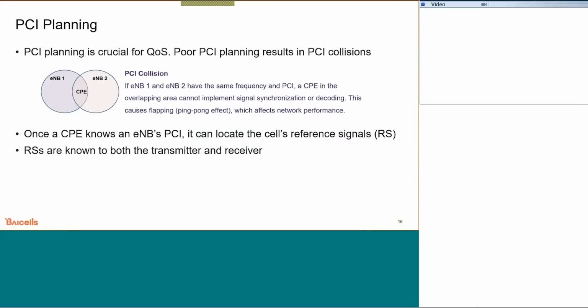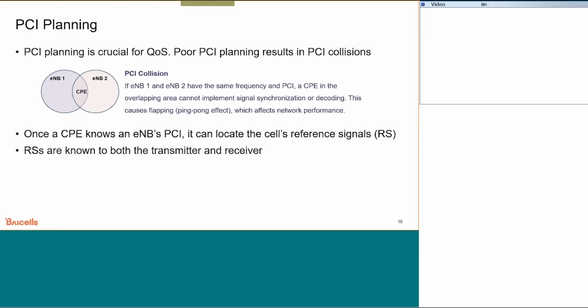For PCI planning, we recommend that every sector has its own unique PCI, and I'll go over the detail a bit later on, but that's just the base rule of thumb. The simplest solution would be doing an increment of 4. That means if you have your first sector assigned, let's say, a PCI of 1, your next sector could be PCI of 5, and so forth. That would avoid some PCI collision.